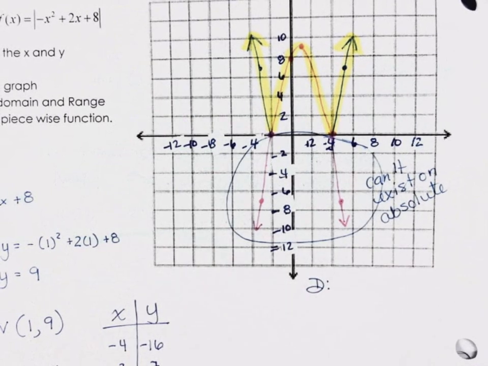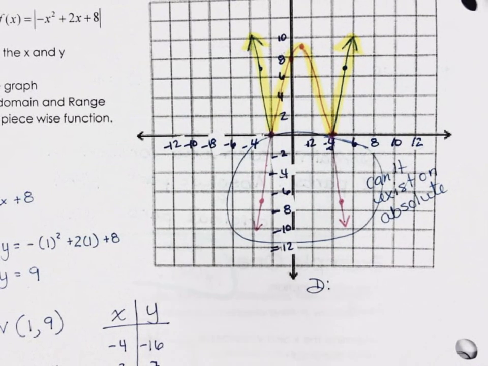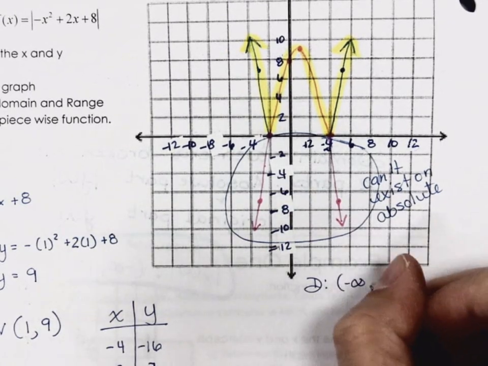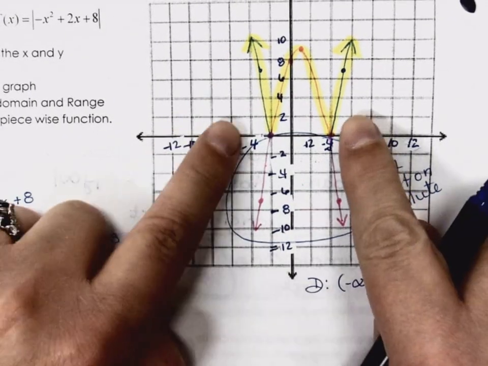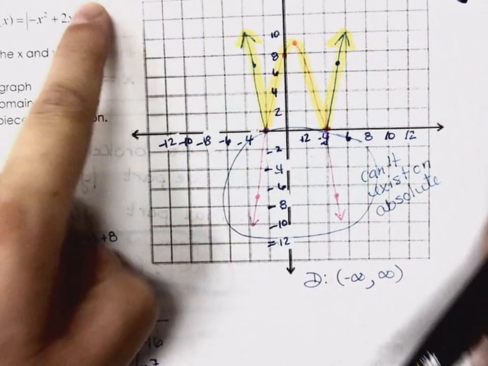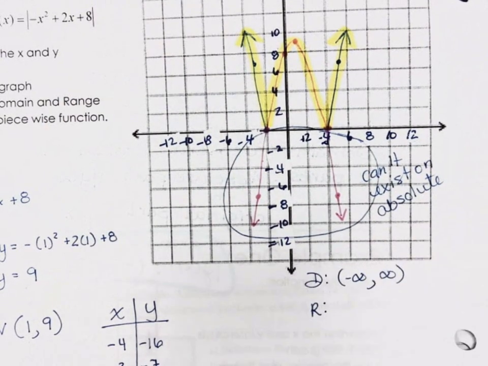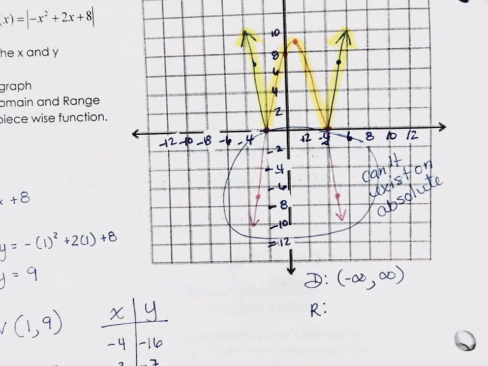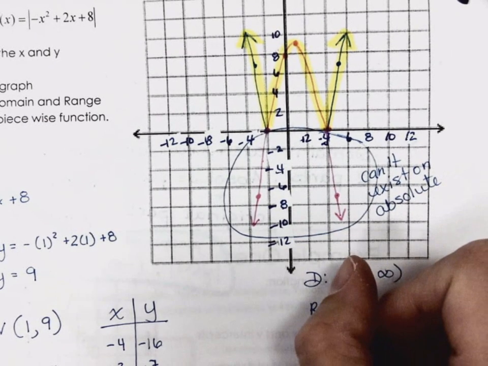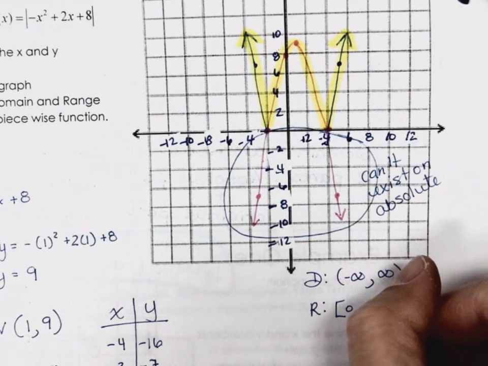So for the whole thing, what's the domain of this graph? What's the domain of any parabola? Negative infinity to positive infinity, because this can go on forever as it gets wider and further out. What's the range though? Remember, I'm just looking at the yellow graph. 0, inclusive of 0, to infinity.